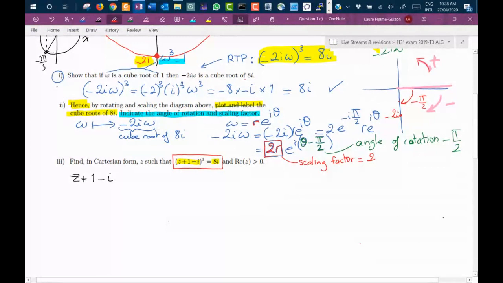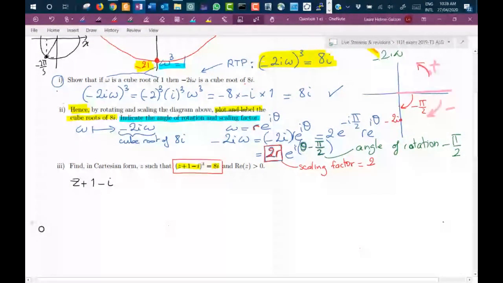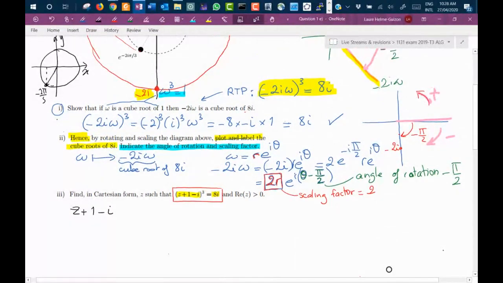Just to see if you recognize that the different parts of the exercise fit together. Yeah, so I want you to see all the questions in front of you. They're telling you that z plus 1 minus i, when you cube it, gives you 8i. If you were to turn this into a sentence, it is a cube root. Yes, it's a cube root of 8i. We know the cube roots, we just calculated them.